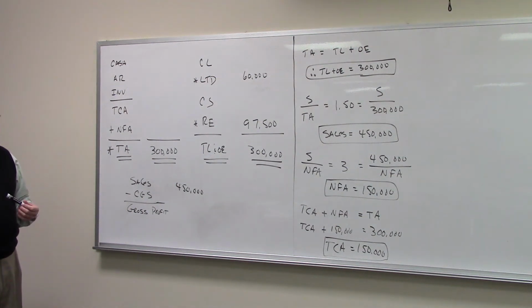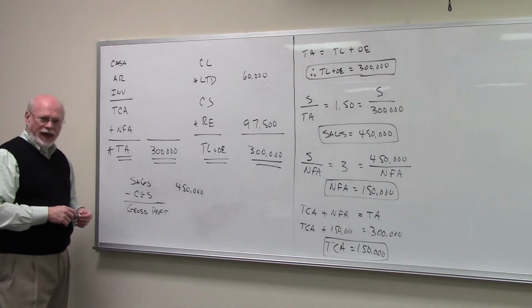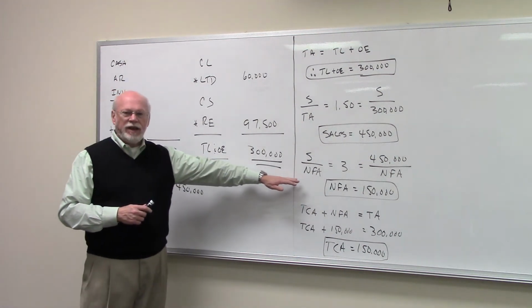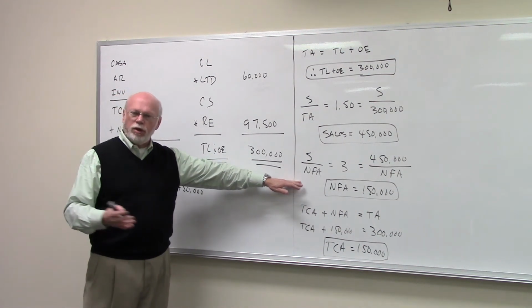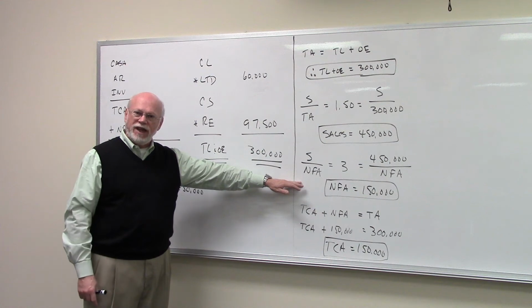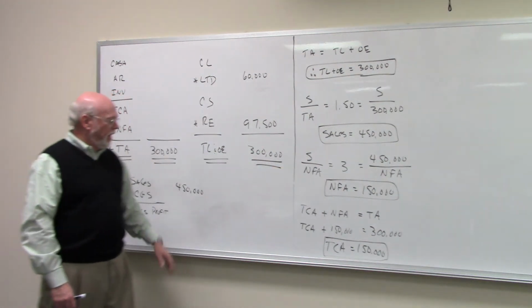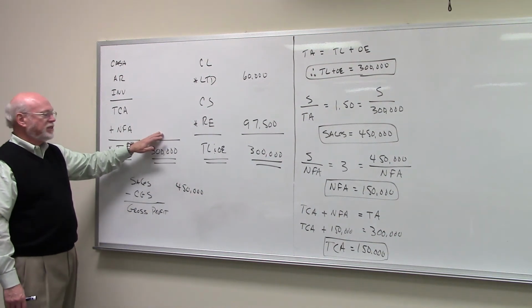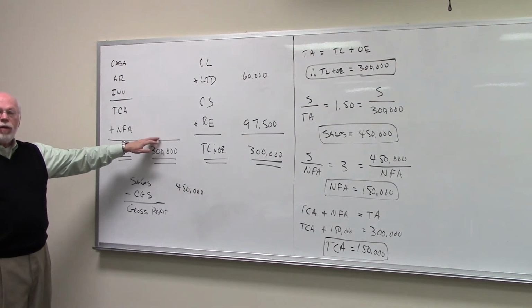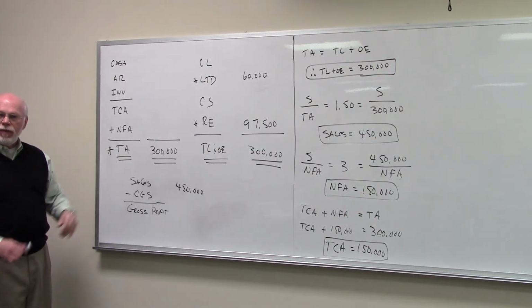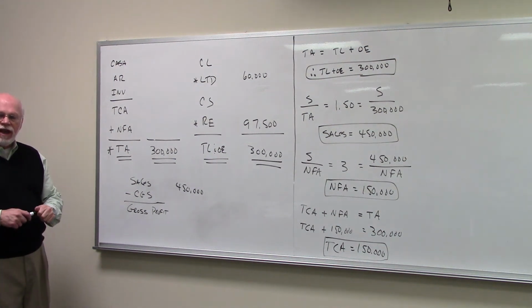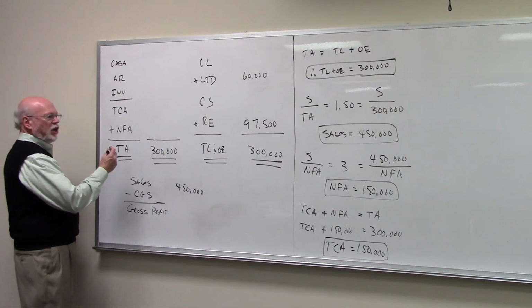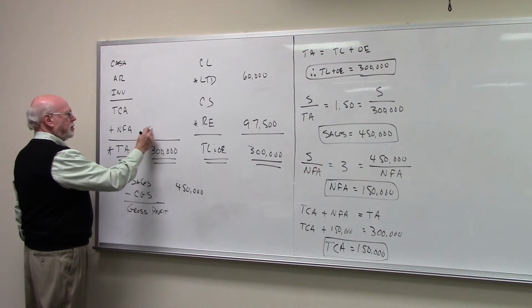Now that I know sales, I can do another activity ratio, which is the fixed asset turnover ratio, sales divided by net fixed assets. So I know now that sales is $450,000. I don't know net fixed assets, this number right here, but I know the fixed asset turnover ratio is 3. Again, 450,000 divided by 3, that gives me net fixed assets, in this case, $150,000.